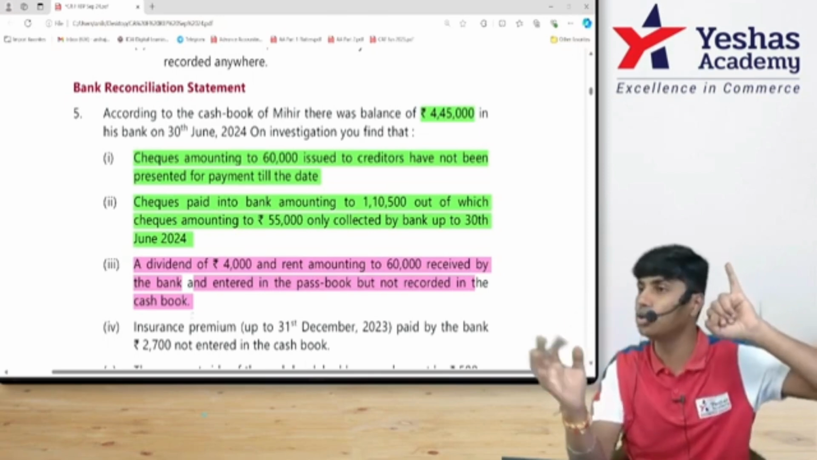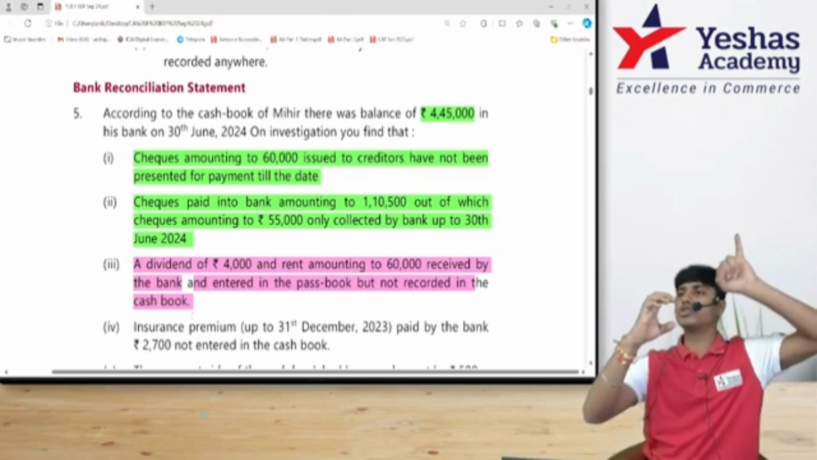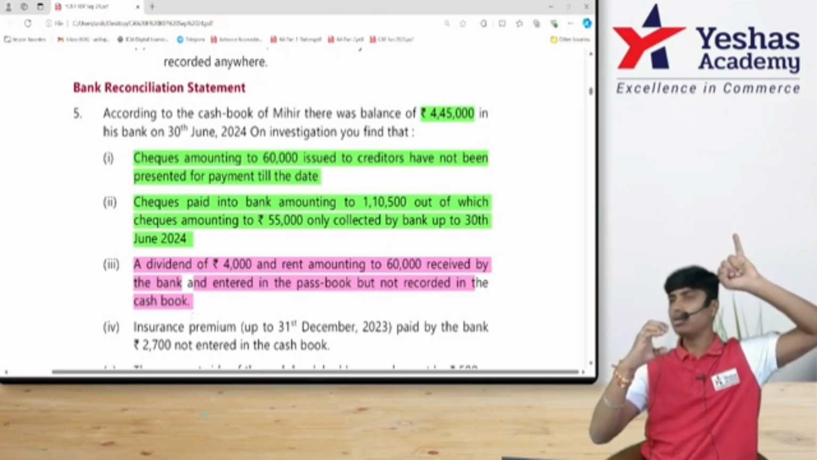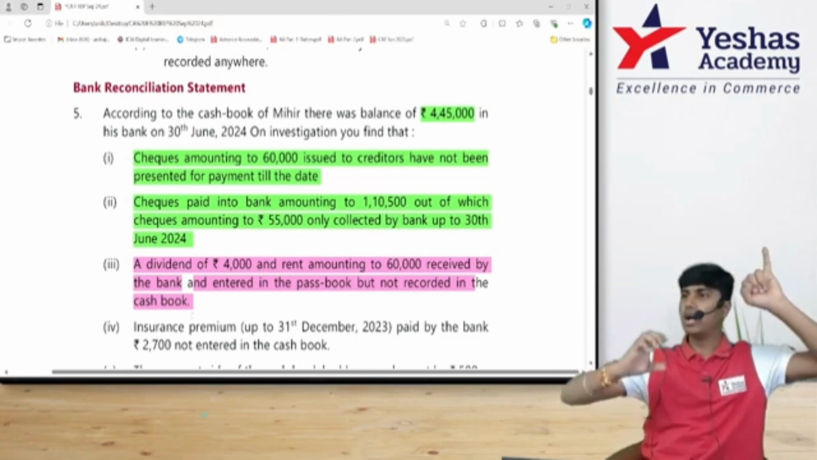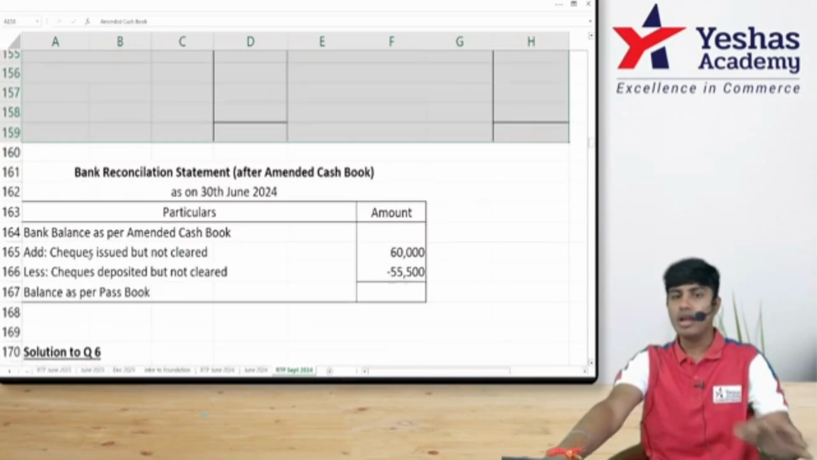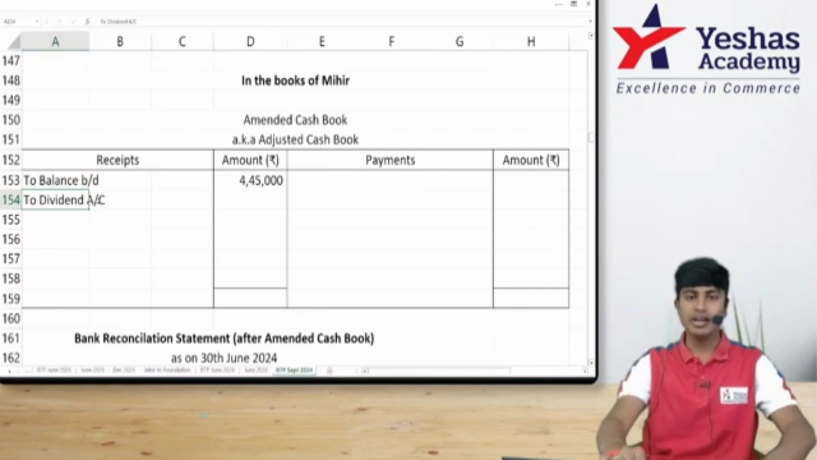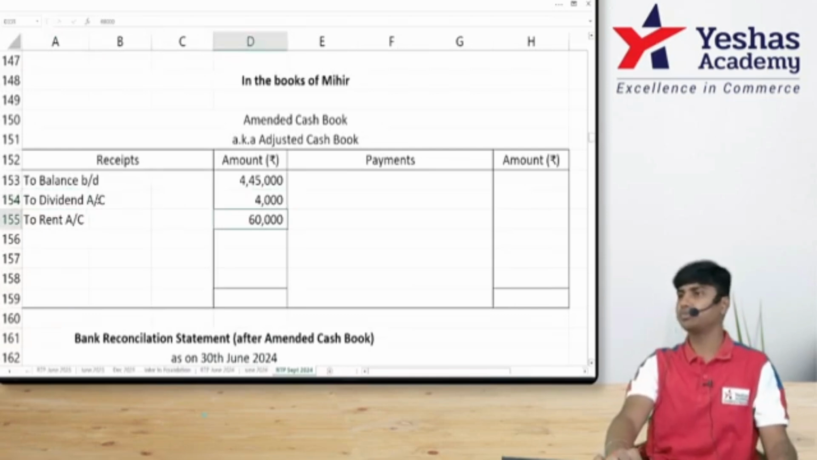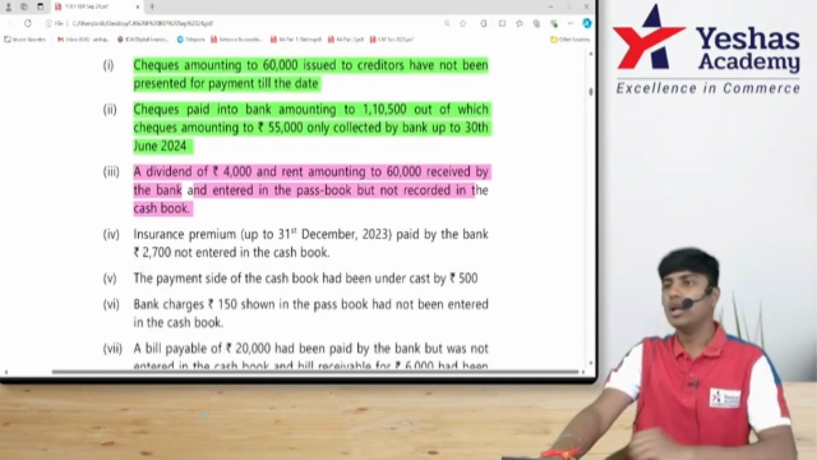This is non-timing. It is not a timing difference, it is an error. We should rectify it. So cash book balance has not increased. Passbook has increased by 64,000. Can you see the P? No. In order to see the P, either you would have to P down or C up. What do we do? C up. But this is a non-timing difference. Will I write it here? Add? No. I would have to write it here. Add is nothing but receipt. I'll write dividend and rent. How much dividend? How much rent? 4,000 dividend, 60,000 rent.